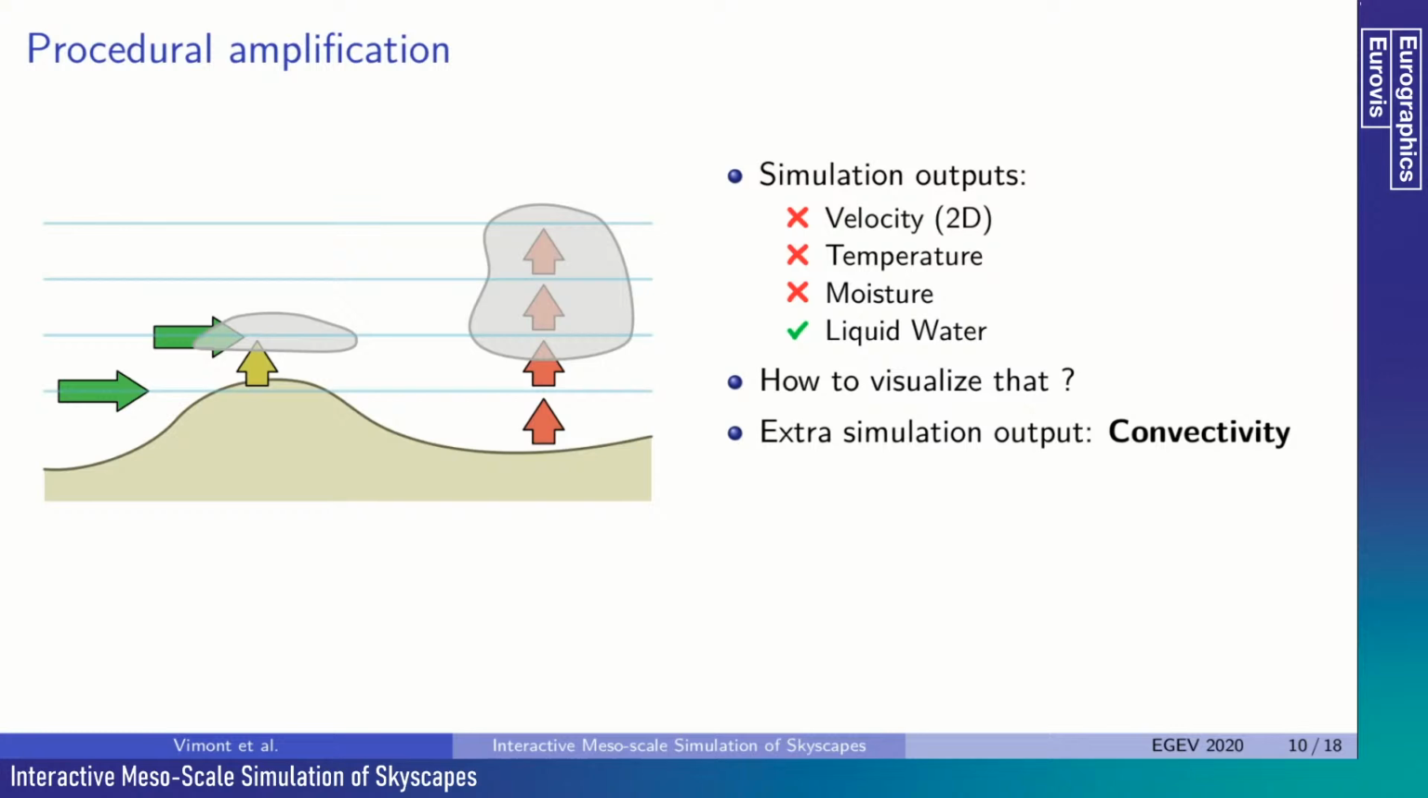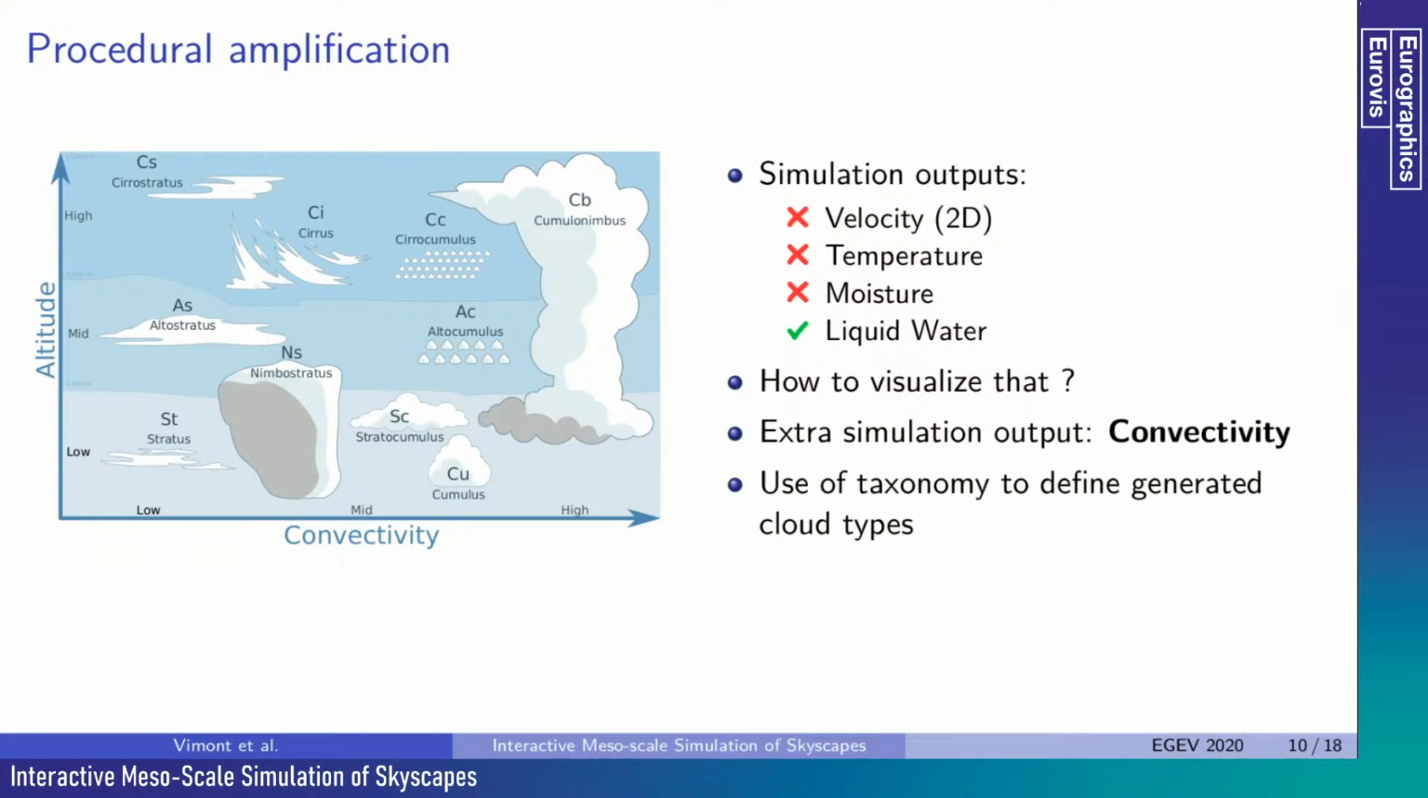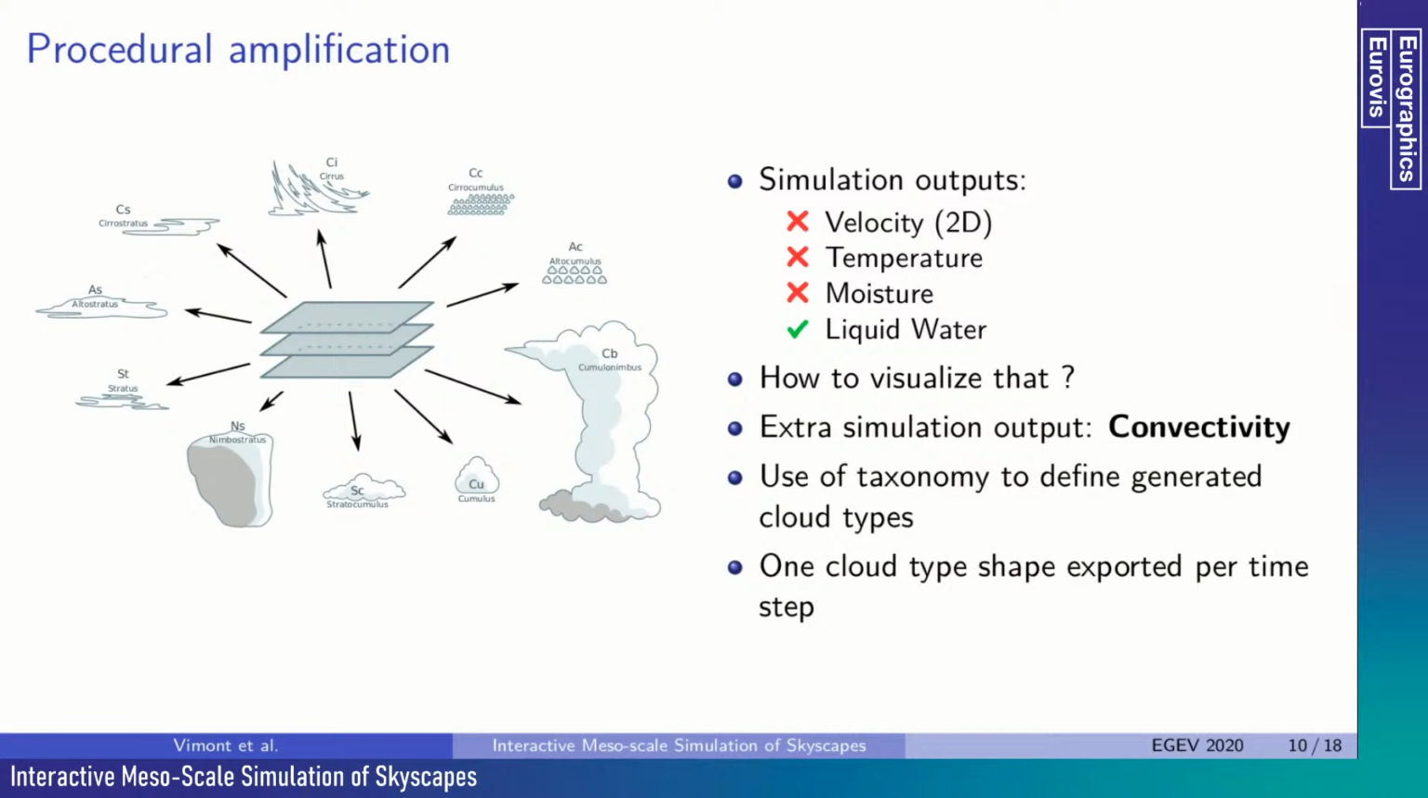In order to distinctively represent the whole cloud spectrum, we augmented the standard taxonomy, usually focused on altitude, to include convectivity on the horizontal axis. By computing the position of each cell of each layer in this diagram, we are able to associate it with one of those 10 types. Then, at each time step, and for each cloud type, we extrude vertically the corresponding area and we export the resulting shape. To generate the result you are about to see, those shapes were imported into the TerraGen 4 renderer and associated with a volumetric material whose visual parameters such as noisiness have been tuned for matching their real-world counterpart.